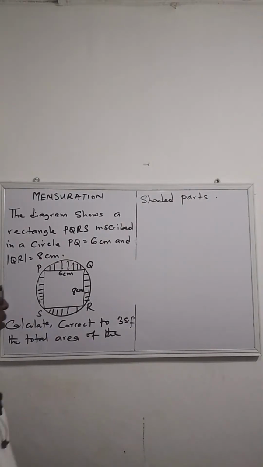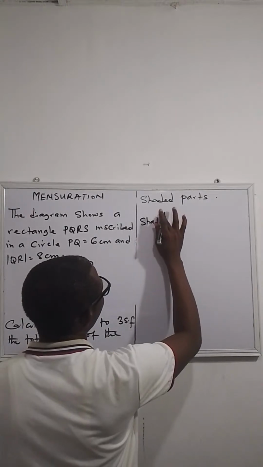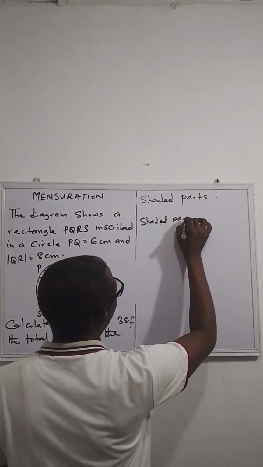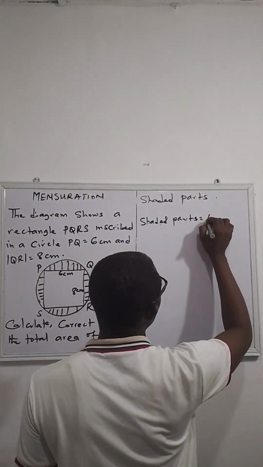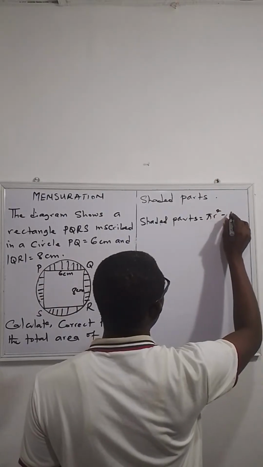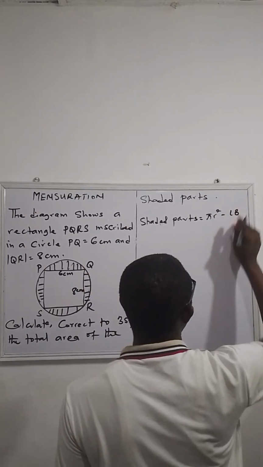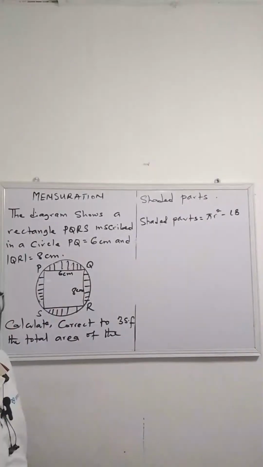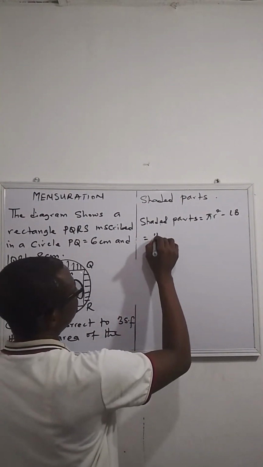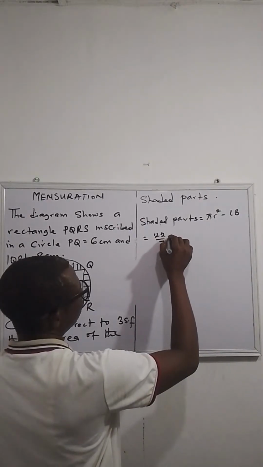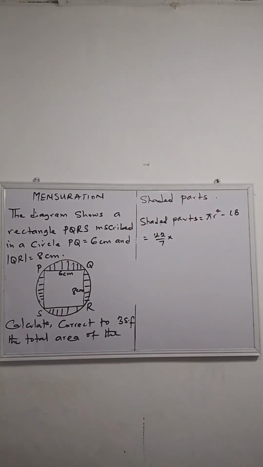That's all. So now, the shaded parts equals the area of the circle, that's pi r squared, minus the area of the rectangle, that's L times B, length times breadth. Okay, and that gives you 22/7 times the radius. Now you can see that we have an issue. We need to get the radius.